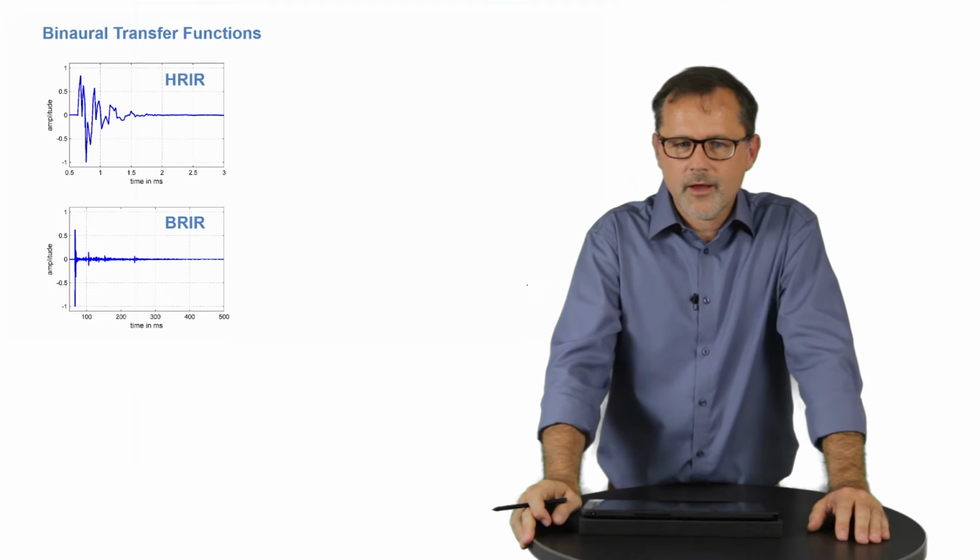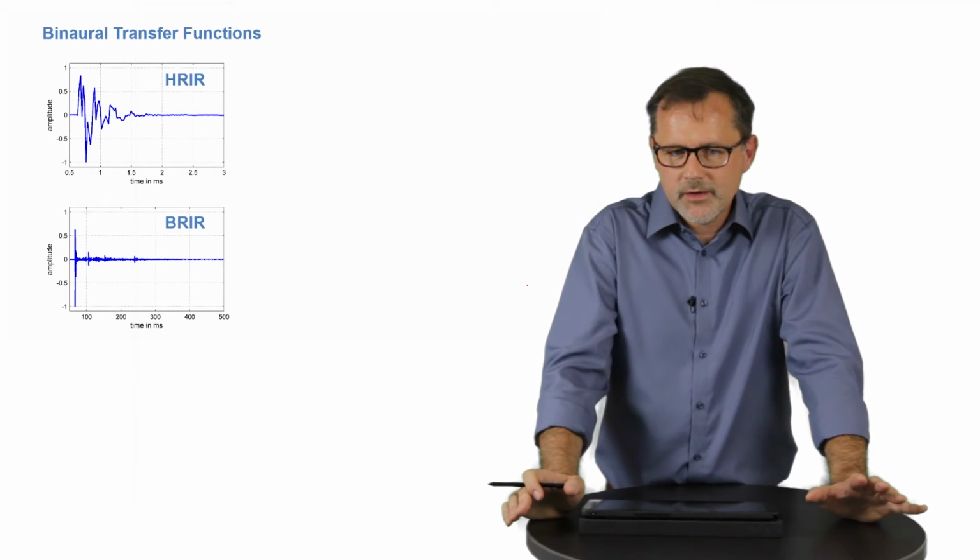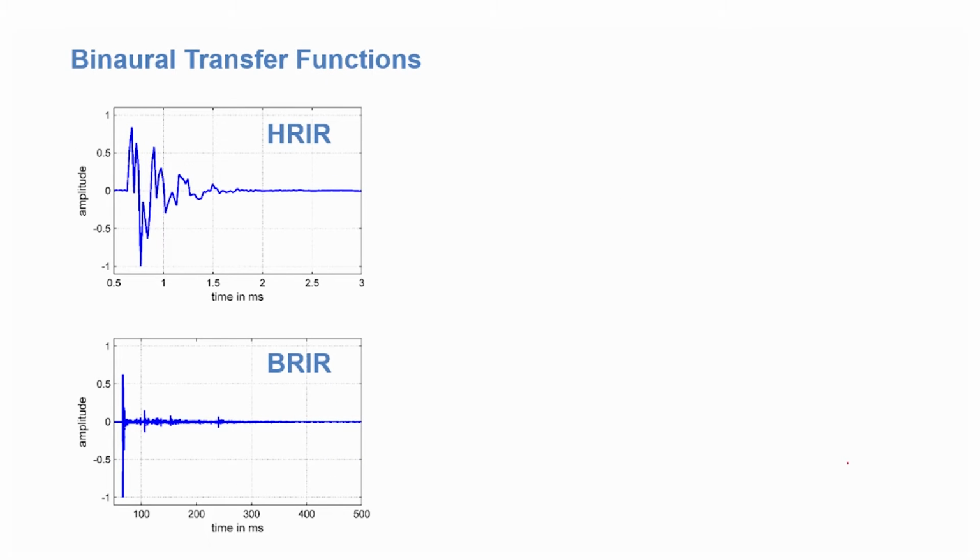If we compare head-related impulse responses and binaural room impulse responses, we see that an HRIR is a quite short impulse response, only about 2 to 3 milliseconds long, whereas a BRIR is as long as the reverberation of the room it has been recorded in.